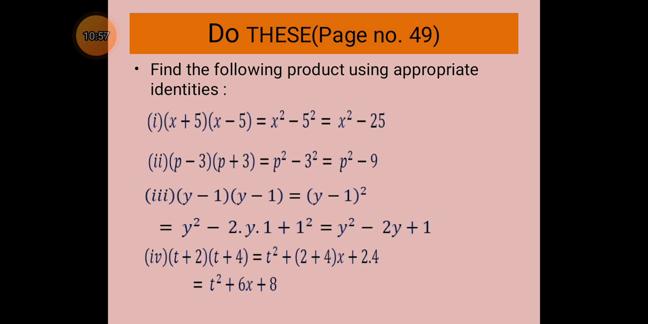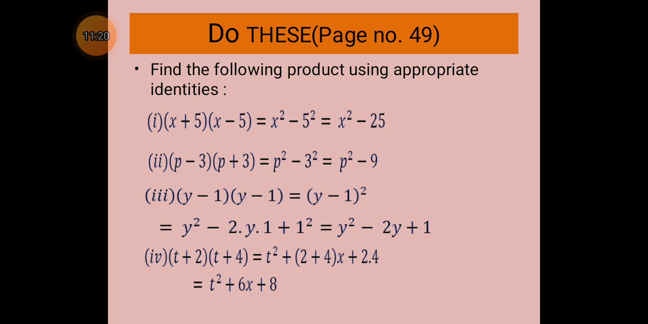Here you need not multiply the binomials, but you have to identify in which form the identity is and then apply the identity here. The first question is (x + 5)(x − 5). So here, what do we observe? The identity is in which form?